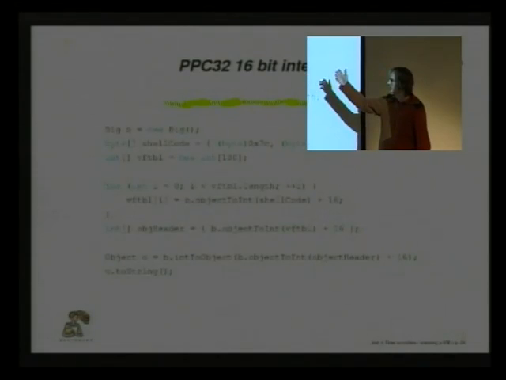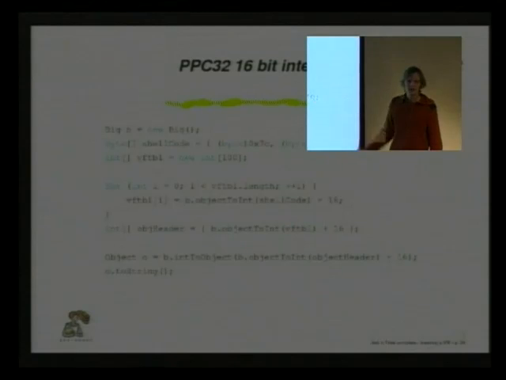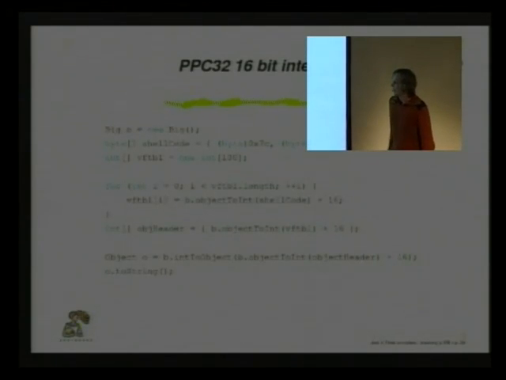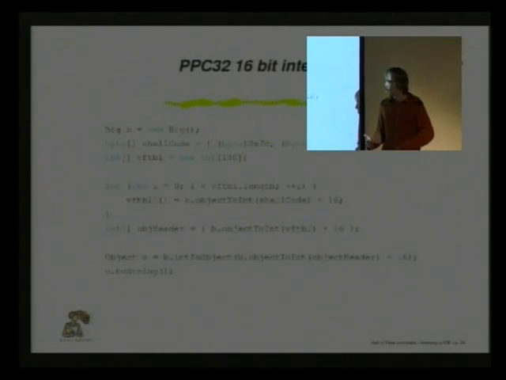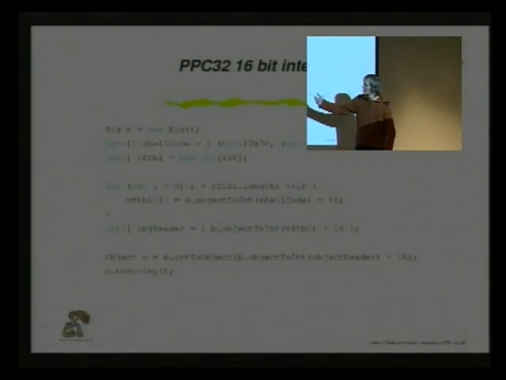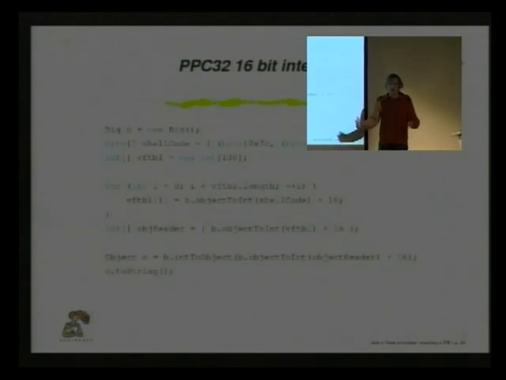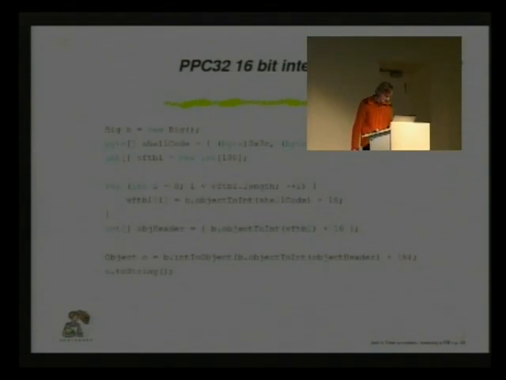Using again object to int, we set up this object header in an integer array. At this point, our fake object is complete, and we now use this int to object function to convert the address of the fake object header into a Java reference type, an object. And finally, by invoking some virtual method on this reference type, we pass control to our shellcode. I'm going to demonstrate this now.